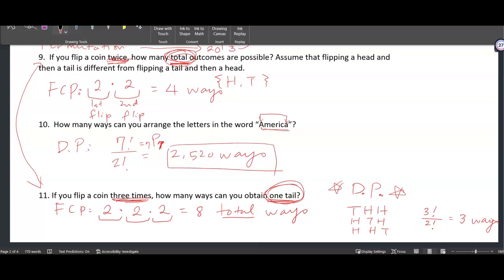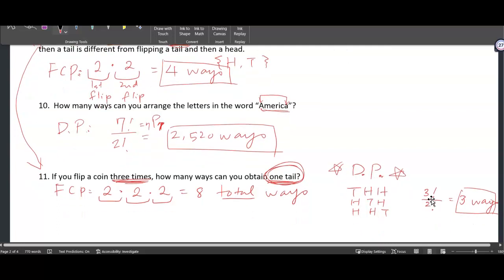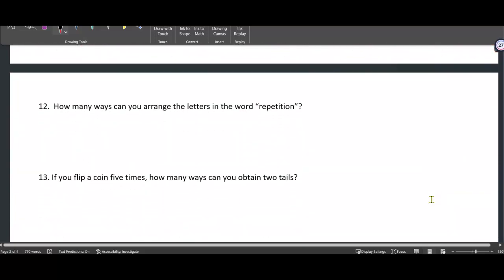Let me box the answer so we are not confused here. And this one here is a total, but they are not asking for the total, they are asking for something specific, so it's the 3 ways. So make sure you are not confused about which way to do it. The specific ways with 1 tail is the distinguishable permutation. Hopefully with more practice we don't get number 9 and number 11 confused.